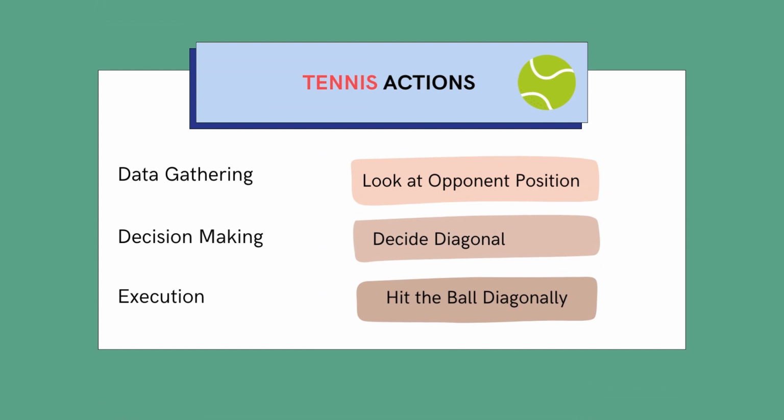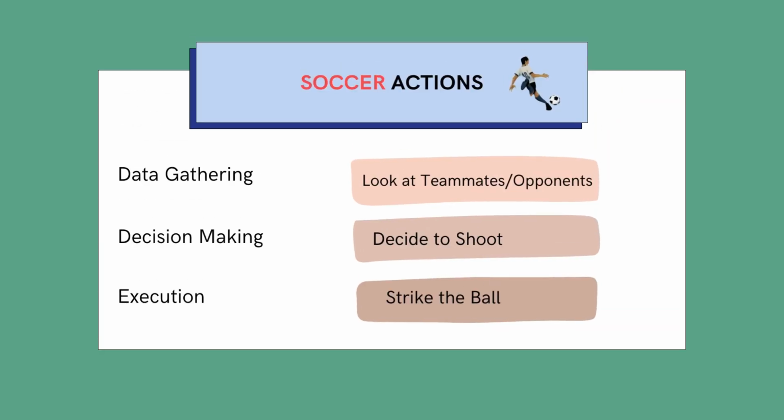Similarly, for tennis, in the data gathering section, you look at the opponent. The decision making is that we decide to hit the ball diagonally, for example, and the execution is actually hitting the ball. Okay, so now let's look at soccer actions.